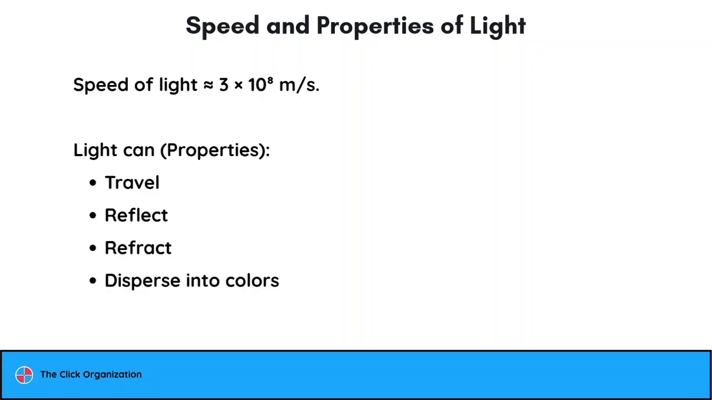It can travel from one place to another, reflect from surfaces, refract when entering a different medium, and disperse into colors, which can be any kind of colors. And these properties make light one of the most fascinating subjects in physics.